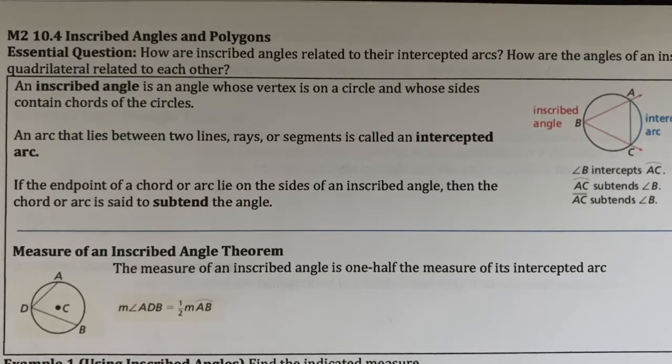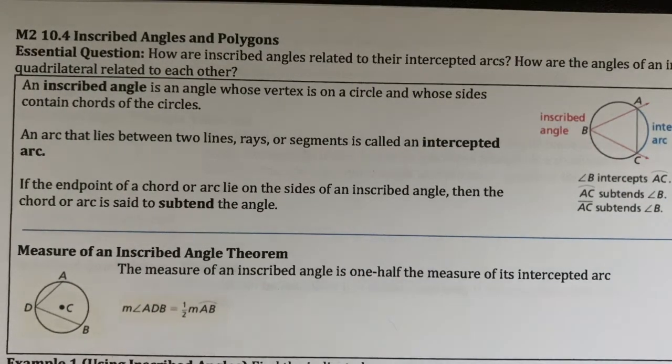We have a few theorems that we're going to use in 10.4. The first one is the measure of an inscribed angle theorem. So this theorem tells you that the measure of the inscribed angle is 1/2 the measure of the intercepted arc. So in this diagram right here, angle ADB is the inscribed angle and AB is the intercepted arc. And if, for example, the measurement of arc AB is 80, the inscribed angle is going to be half that measure, so it has a measurement of 40 degrees. We're going to use this theorem to solve some problems.